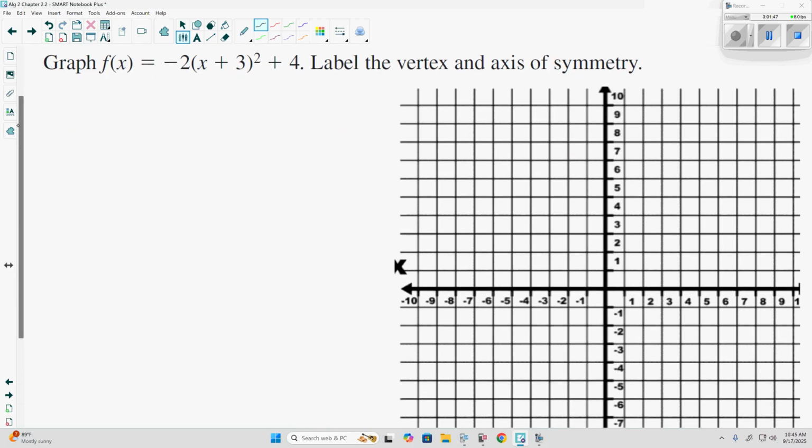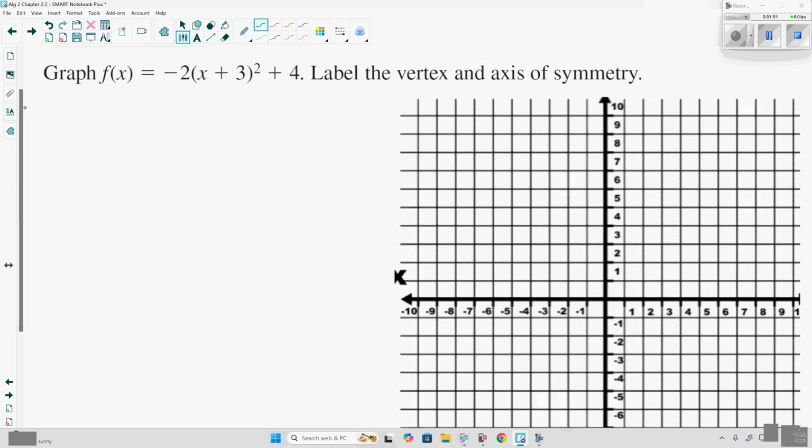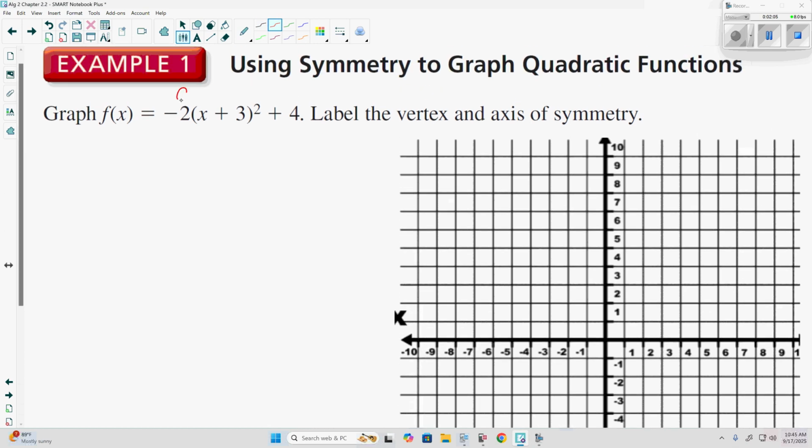So, when we look at this here, -2 times x plus 3 squared plus 4, the main two things we're going to do is find the vertex and the axis of symmetry. We will graph this, but I'm not going to put a big emphasis on graphing these.